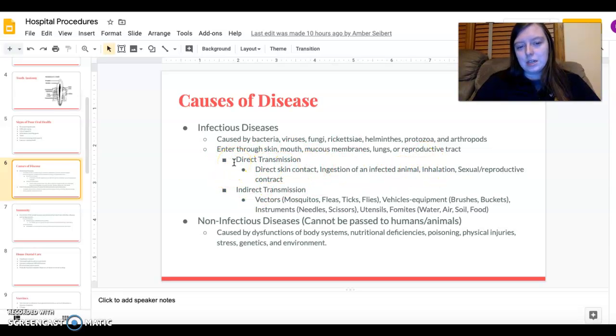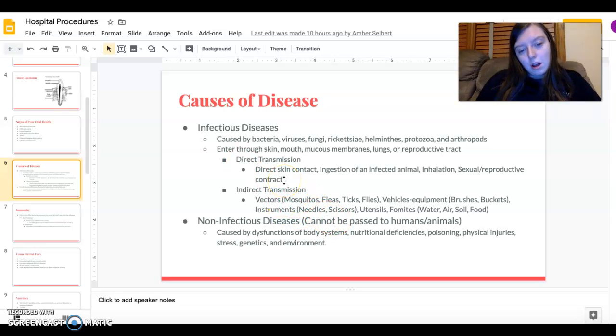Direct transmission is how our animals get these diseases. It happens through direct skin contact, like a high five. Our pets can rub against each other. Another way is ingestion of an infected animal, like a smaller animal they might eat. Cats eat a lot of mice, so that's a great example. There's also inhalation of the disease, where they're just breathing it in. Sexual reproductive contact is the other one.